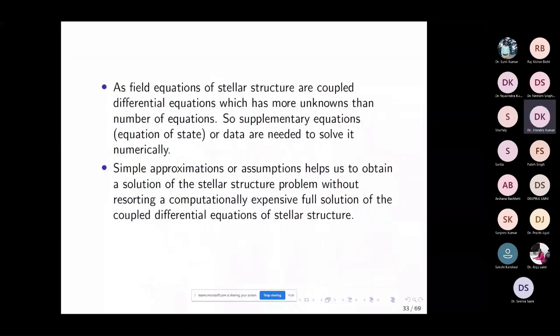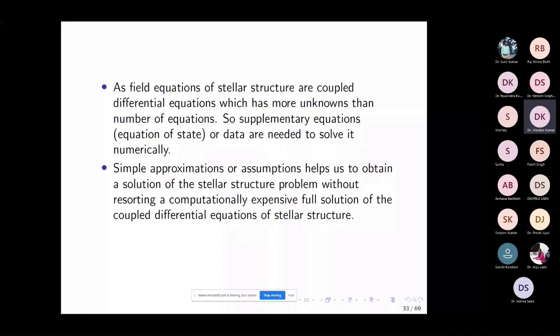As the field equations of stellar structure are coupled differential equations, there are more unknowns than the number of equations. So for that we have to assume some variables, or take some assumptions or conditions also.